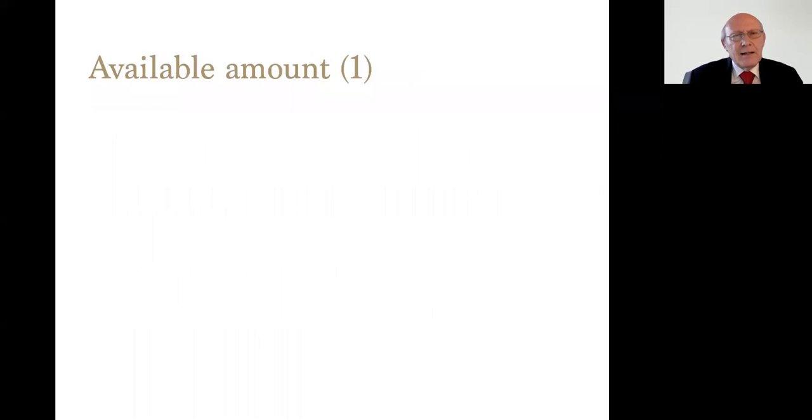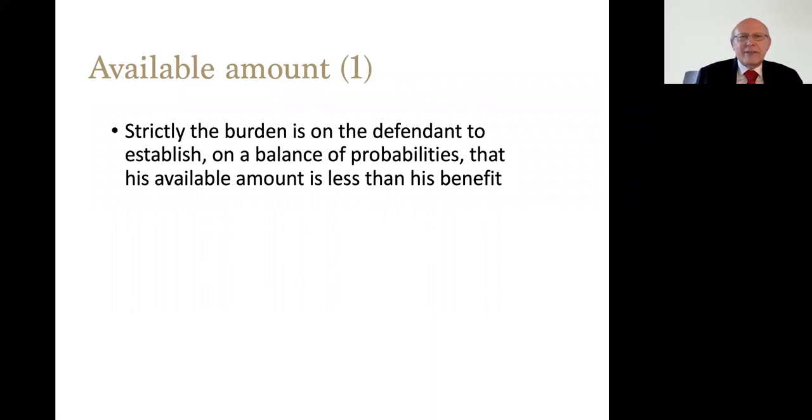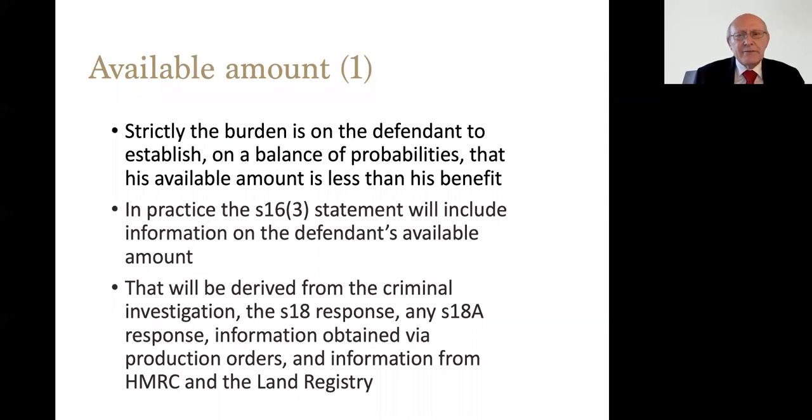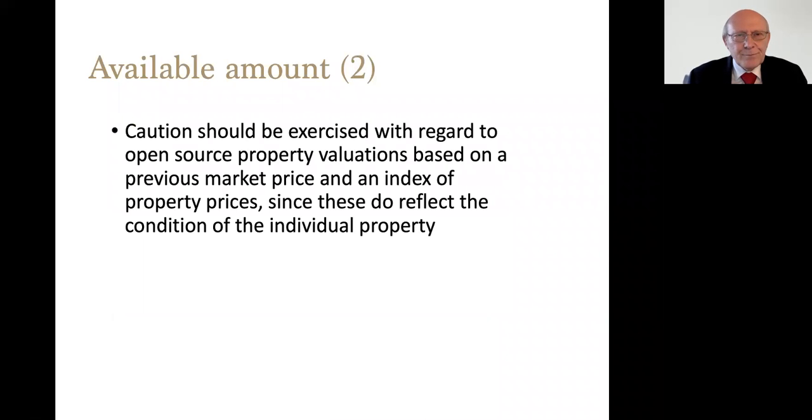Right. That's sorted benefit. Now, what about available amount? Well, strictly, the burden is on the defendant to establish on a balance of probabilities that his available amount is less than his benefit. But as we know, in practice, the Section 16 statement will include information on the defendant's available amount. And that will be derived from the criminal investigation, from the Section 18 response, any Section 18A response, information obtained from production orders, and information from HM Revenue and Customs and the Land Registry.